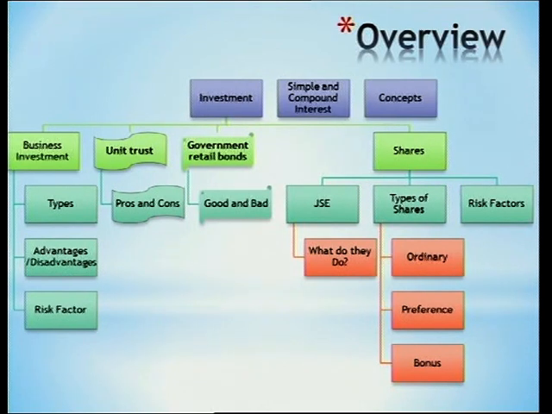We talked about the different types of shares. Ordinary, remember, vanilla, they can vote, but they're not going to get their money first. The preference guys are going to get it first. We talked about a bonus share that's getting a surprise. You're getting more shares. We talked about the Johannesburg Stock Exchange. What do they do? What are their functions? So everything related to investing.